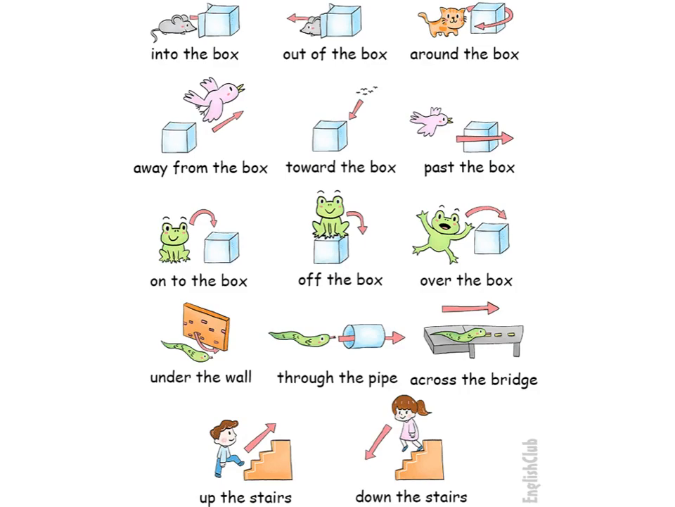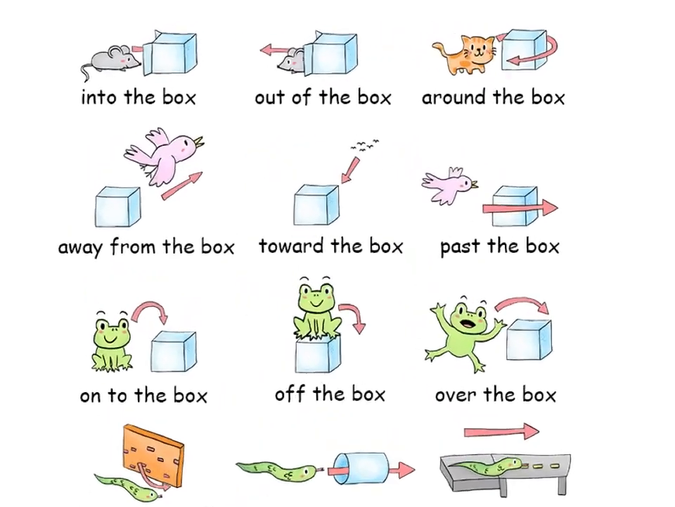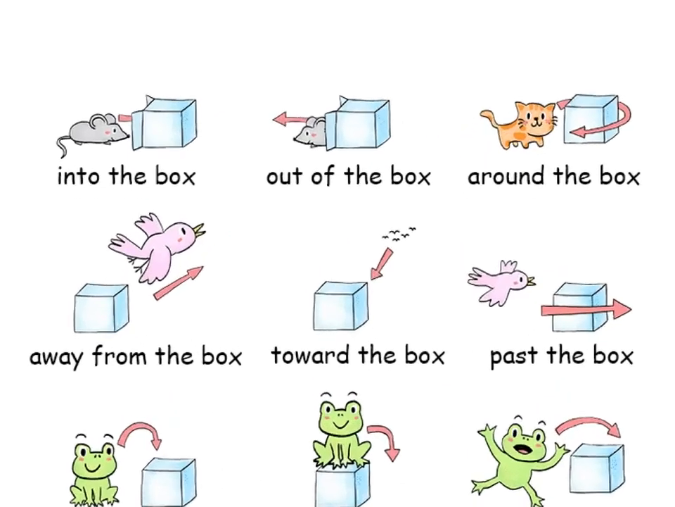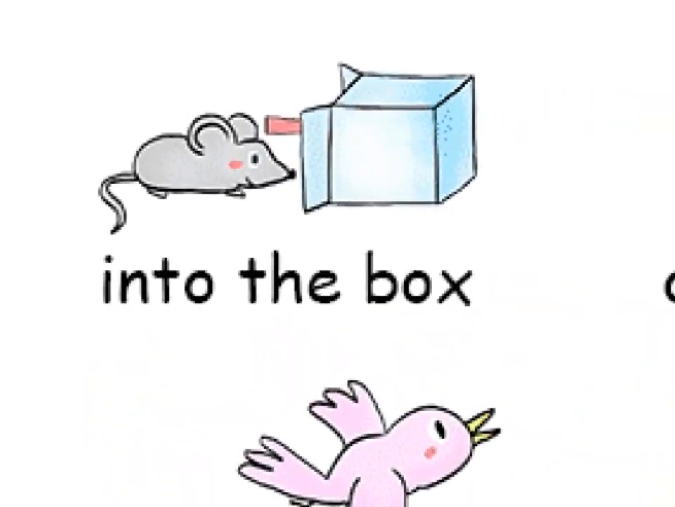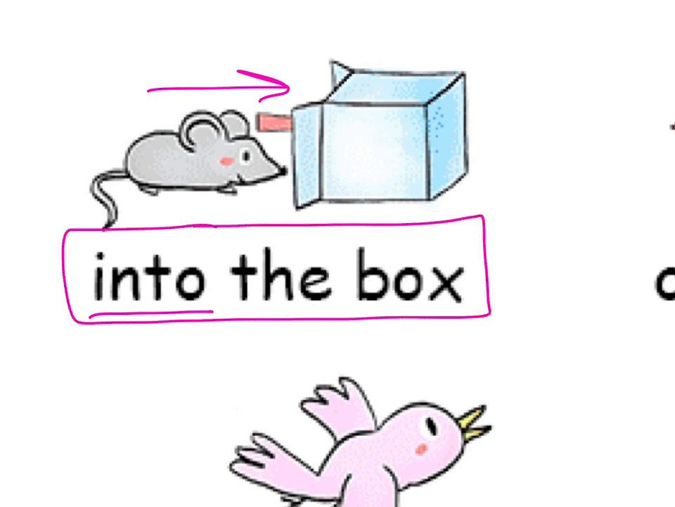Another type of preposition is when something's moving. So you can see in each one of these, let's look at them one at a time. Here the mouse is moving into the box. So we use the preposition into, and this is the prepositional phrase. That's the group of words, and it ends with a noun. This box is a noun. It's a thing.